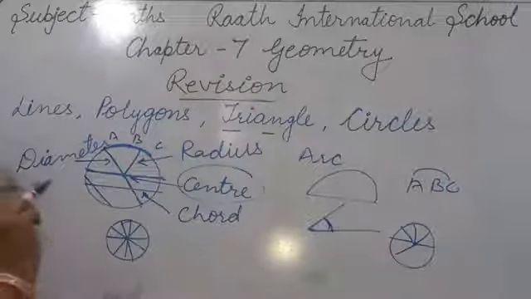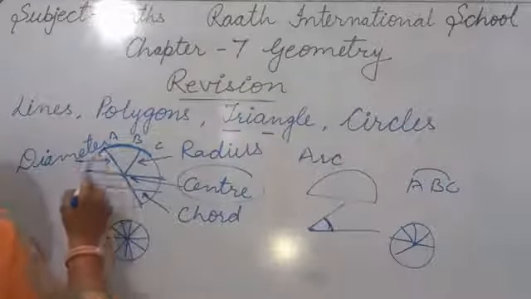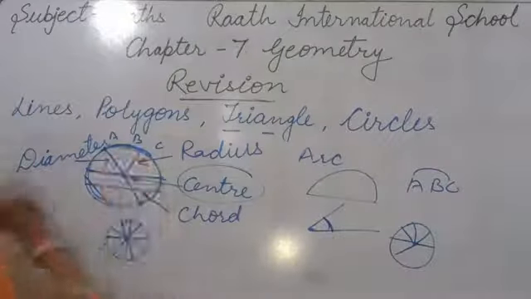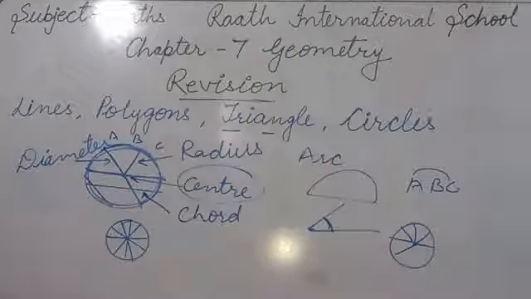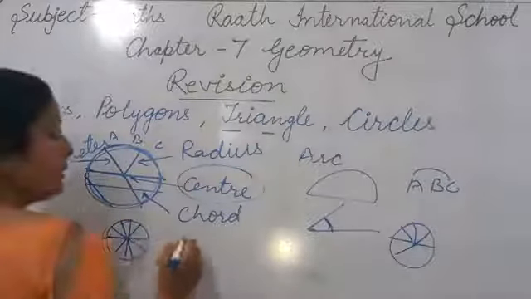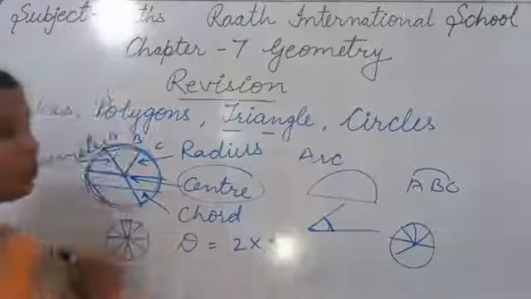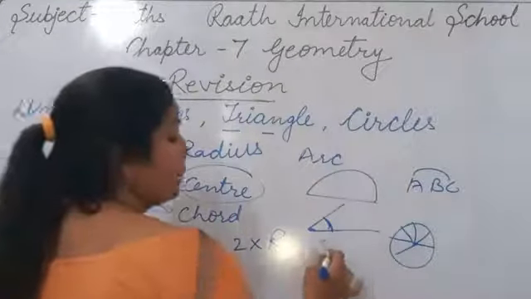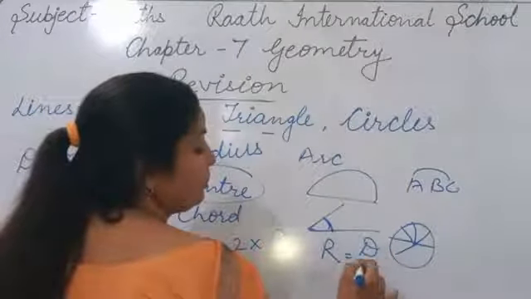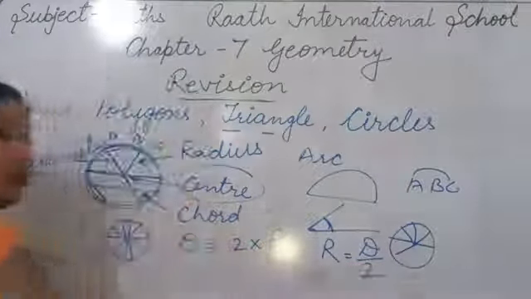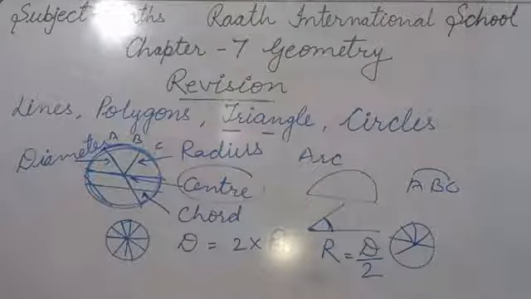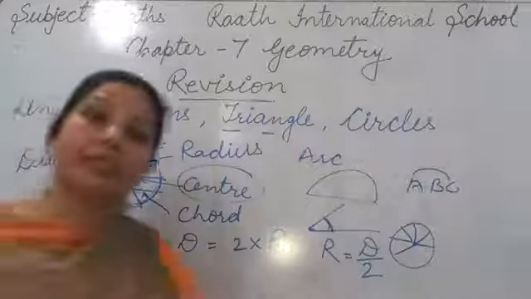One thing more is left, which is the boundary of the circle. The boundary of a circle is known as circumference. Okay, and diameter equals twice the radius, 2r, and radius is half of the diameter, diameter divided by 2. Okay, now your complete chapter revision is done, so you have revised the complete chapter. Thank you.